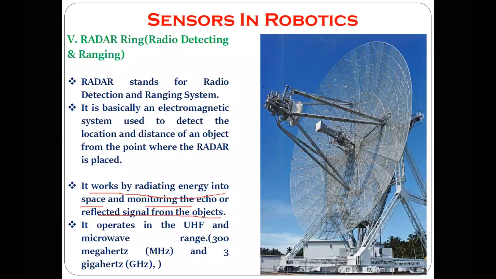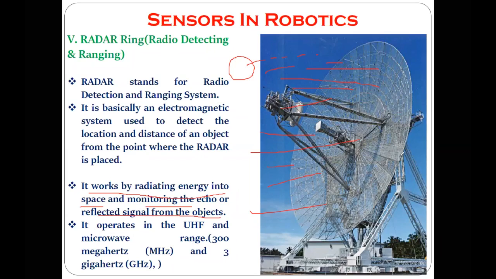So its working style is just like the sonar. It radiates energy, radio waves. If those radio waves hit some object, then the echo comes back, and from that the radar can determine the location and detection of the object.